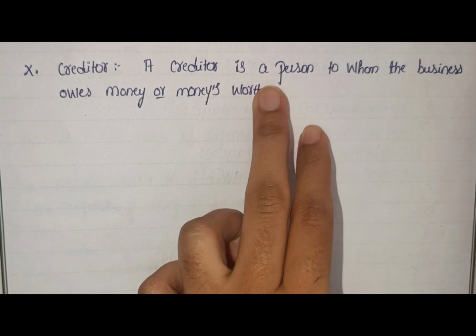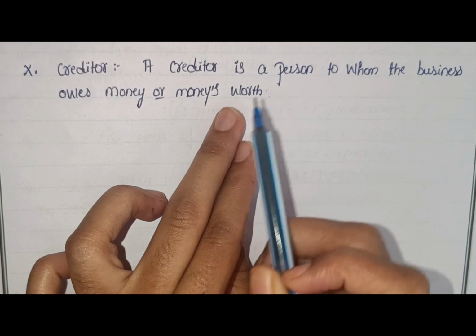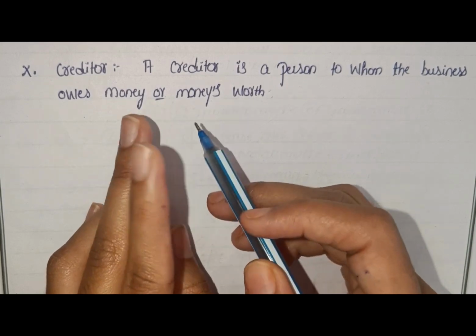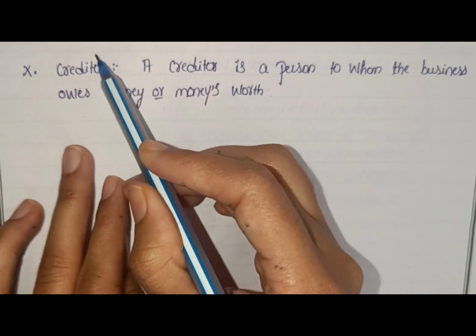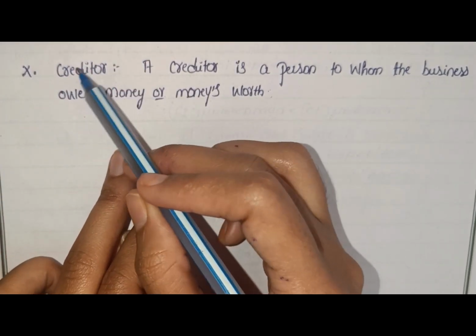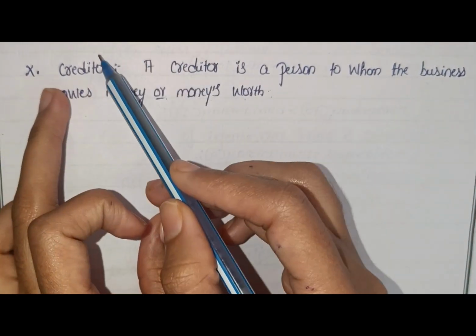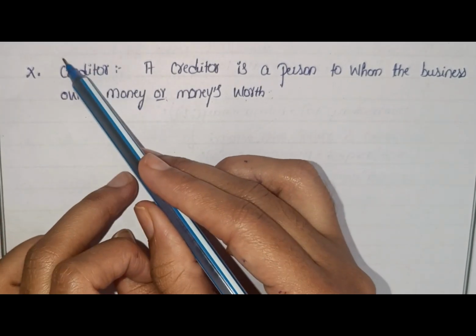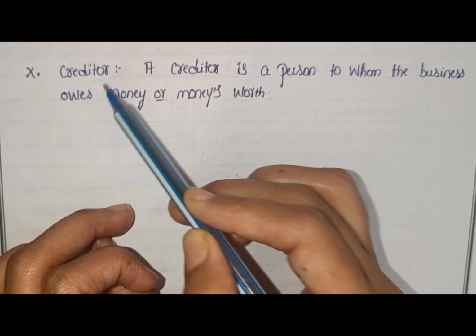Bad debt. Next one is creditor. A creditor is a person to whom the business owes money or money's worth. Here, the company purchased goods on credit facilities, and the company will pay another person in an agreed period. That person is called a creditor. Who is the giver here? The supplier is the giver. The one who gives the money to the company is called a creditor.